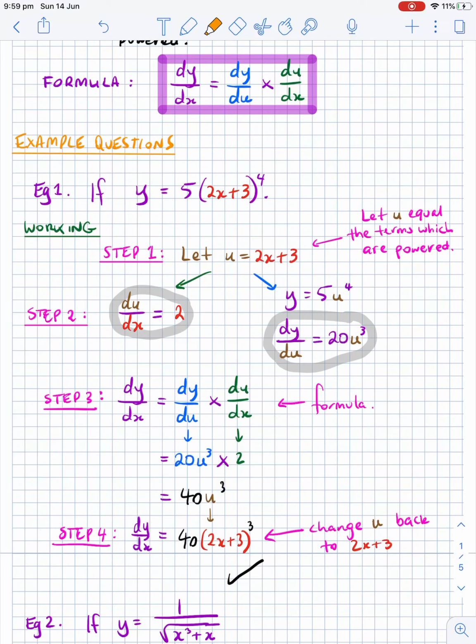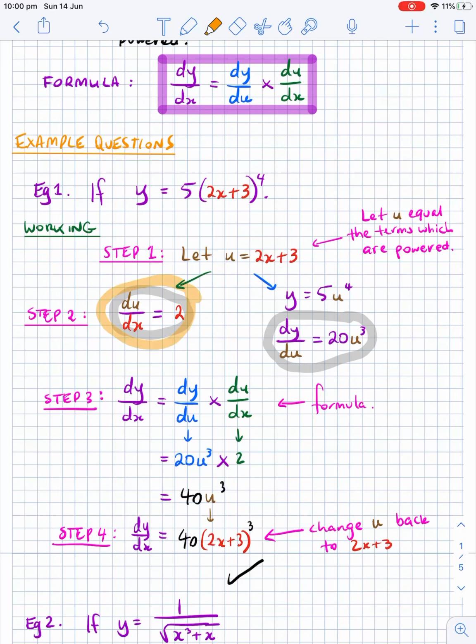So the idea now is to use this original function, but we're going to change this to u because that's what it's equal to. So y becomes 5 lots of u to the power of 4, because that's literally just a u. It's this changing to this. And now that we know what y is equal to in terms of u, we can figure out dy du. We just pretend that that's an x and differentiate as normal. This 4 multiplies by the 5 to get 20u to the power of 3. This power of 4 goes down to 3.